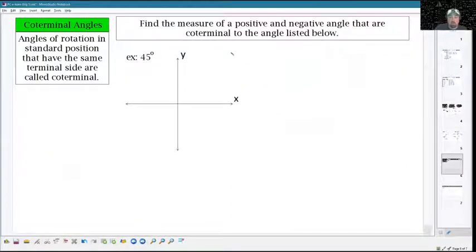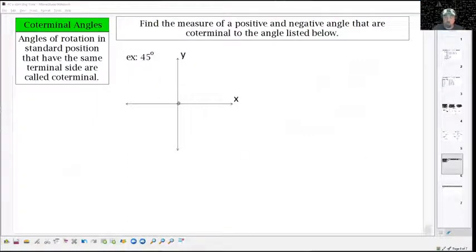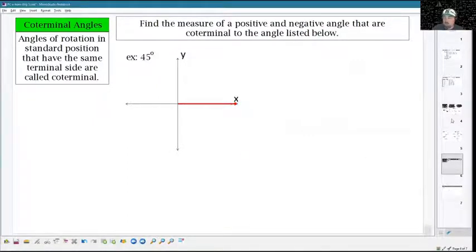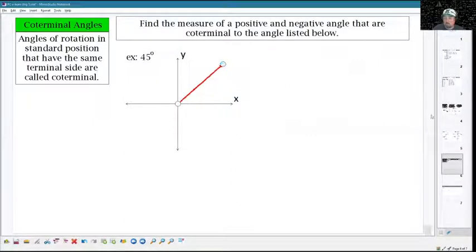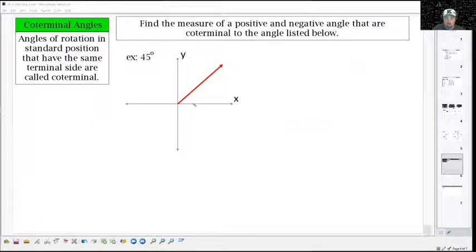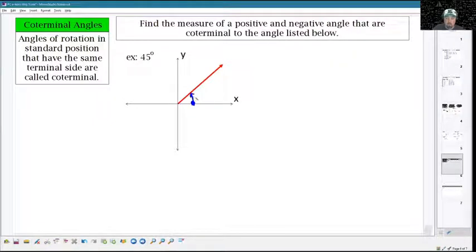We'll move on. Coterminal angles, more things about angles. So a coterminal angle is an angle of rotation in standard position. They'll have the same terminal side. So the first thing we need to do when we find coterminal angles is draw this angle of rotation, just like we just did. Positive x, and we're going to draw this 45-degree angle, which is going to take us right in the middle right here. We're going to label this thing 45 degrees.